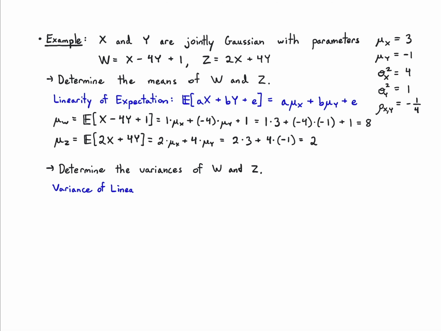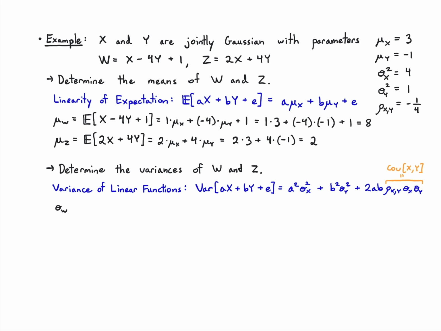And the only thing to remember here is that it's in terms of the variances and covariances, okay? So the variance of ax plus by plus e is equal to a squared times the variance of x plus b squared times the variance of y plus 2ab times the correlation coefficient times the standard deviation of x times the standard deviation of y. And this whole thing is actually just the covariance of x, y. Okay, so you could just replace this product of three things with the covariance x, y.